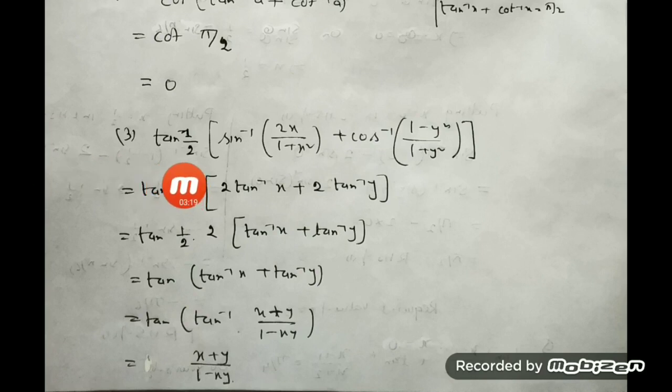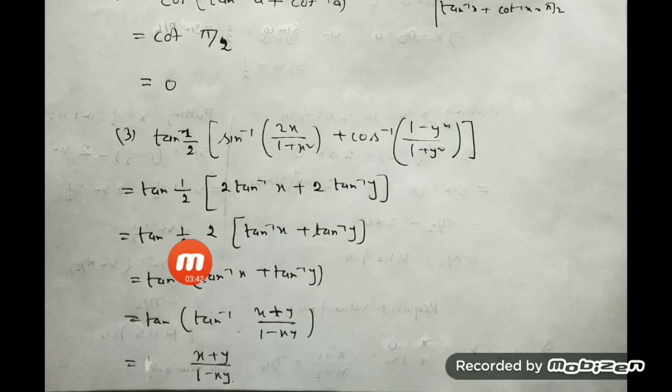After that, see the next question, these are simple questions: tan half of sin inverse of 2x by 1 plus x square plus cos inverse of 1 minus y square by 1 plus y square. If you see properly, this is a formula. Last one, that is 2 tan inverse of x. This is also a formula, 2 tan inverse of y. So I have directly substituted the values: 2 tan inverse x, this is also 2 tan inverse y.